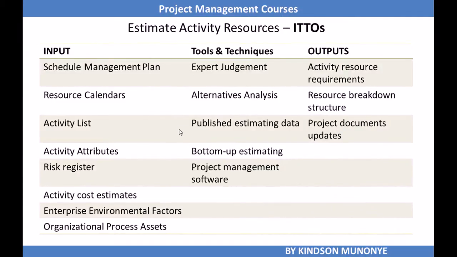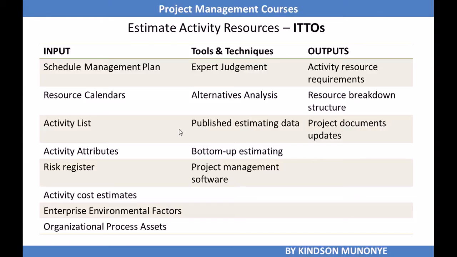The inputs are the schedule management plan, the resource calendars, activity list, activity attributes, risk register, activity cost estimates, the EEFs and OPAs. Remember that the activity list, activity attributes, and milestone lists are output from the define activities process, which also is an input to the sequence activities process, and now they are also serving as input to the estimate activity resources process.